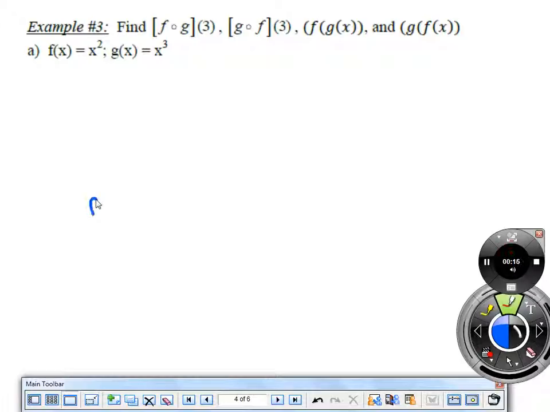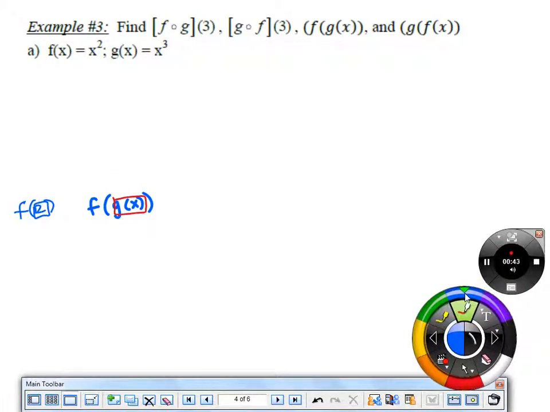So for f of g of x, think about what you're doing here. Normally when you say something like f of 2, 2 is what you're plugging in for x inside of f. When we say f of g of x, g of x is what we're plugging into f. In other words, let's rewrite this problem. We want to find f of what? What is g of x valued at?